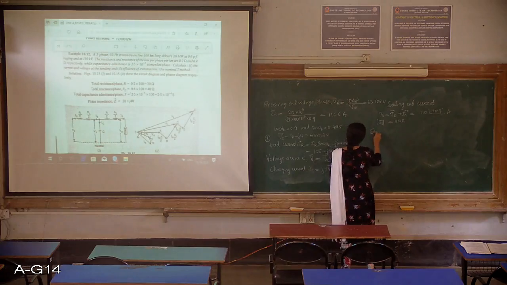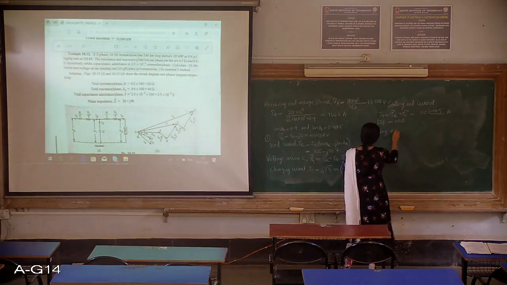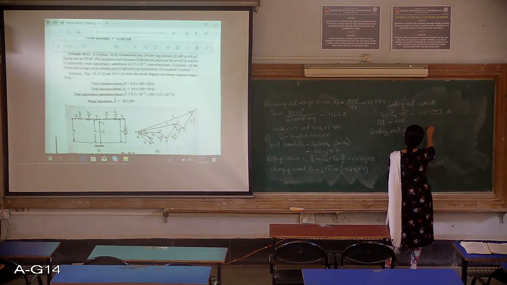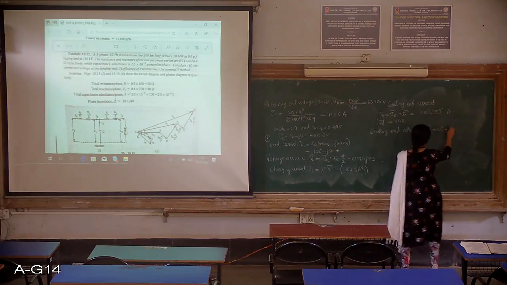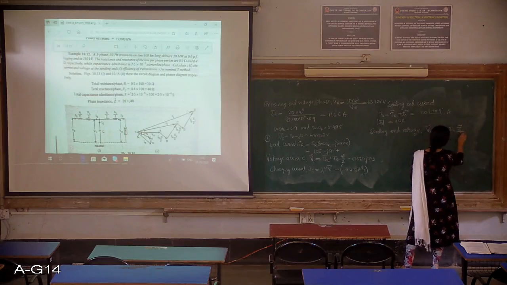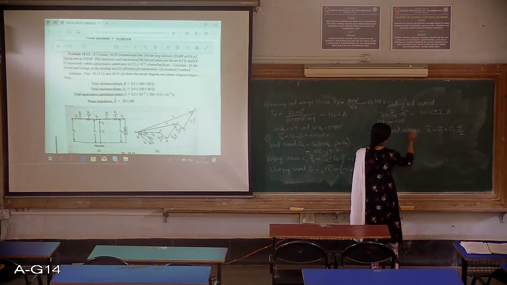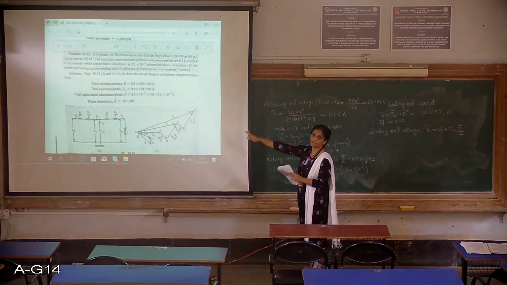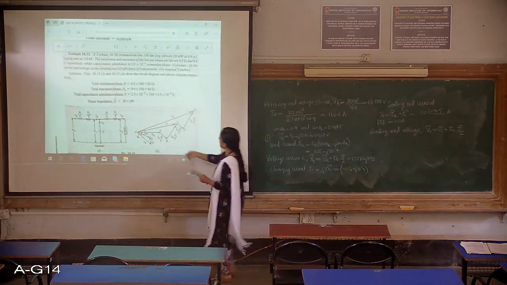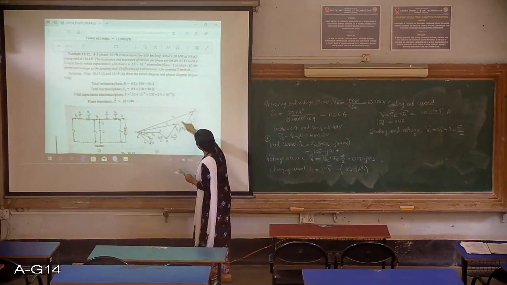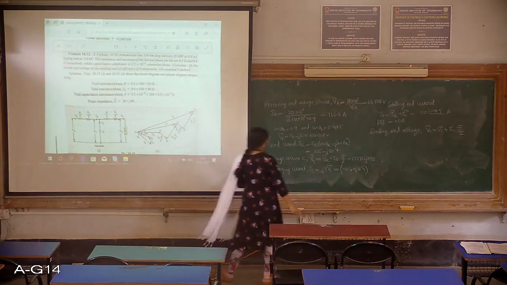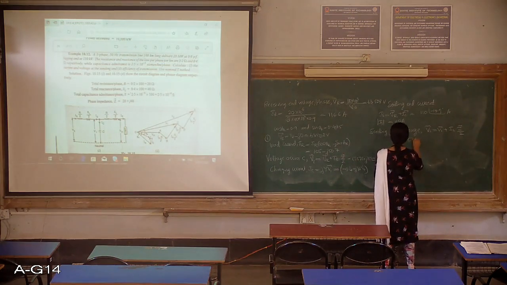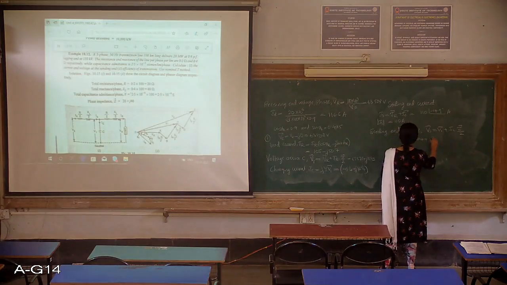Then the sending end voltage. Vs will be V1 plus Is into Z by 2. These things are very simple to write if you are able to draw the phasor diagram clearly. You can see Vs is V1 plus this drop. So this comes out to be 67,304 plus J 3342.